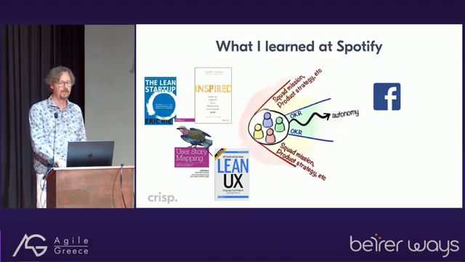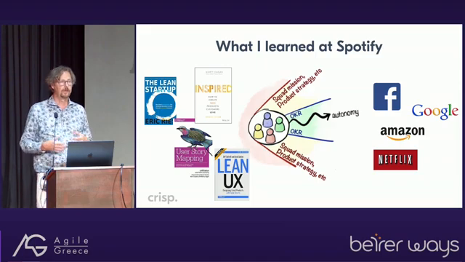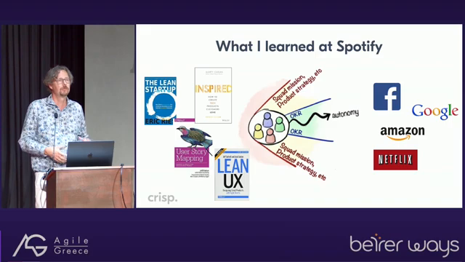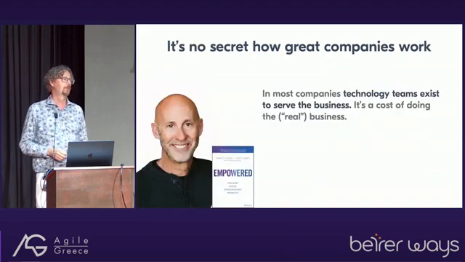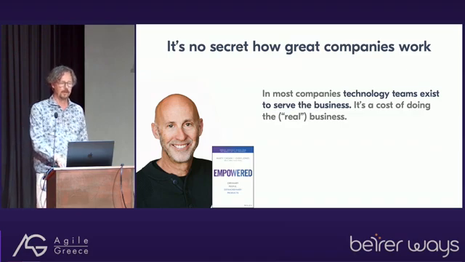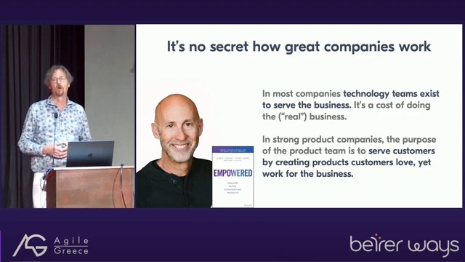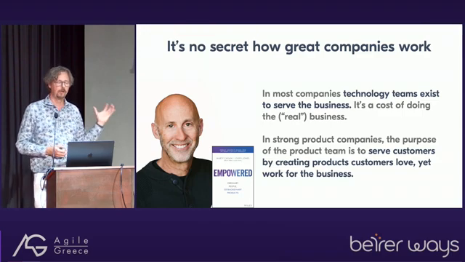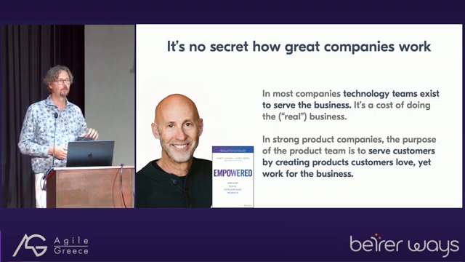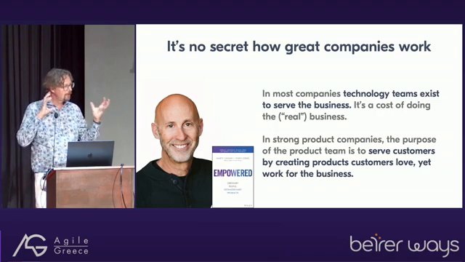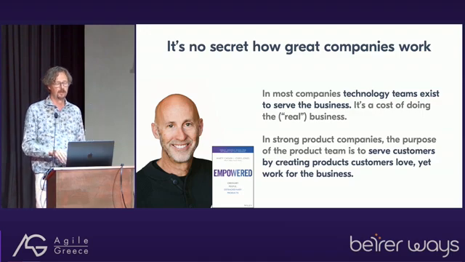We collaborated with Facebook, we had ex-Google people, we had people from Amazon and Netflix, all of these really great product companies. They were all doing the same. Empower the teams, let them do product discovery, let them figure out the solution. And it really is no secret how great companies work. As we saw in most companies, technology teams exist to serve the business, but in strong product companies, the purpose of the product team is to serve customers by creating products that the customers love, yet work for the business. And that shift in thinking makes the whole difference.